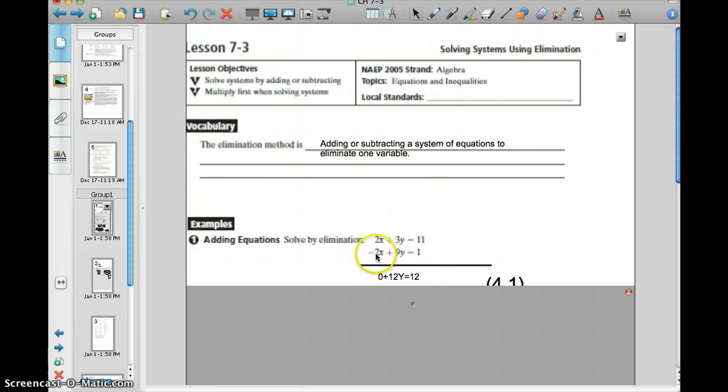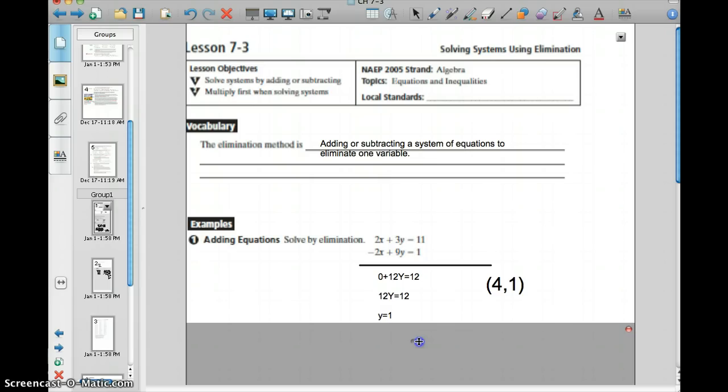So the 2x minus 2x becomes 0, and we have 3y plus 9y equals 12y, and then we have 11 plus 1, which equals 12. So when we combine these two equations into one problem, we get 12y equals 12. Well, that leaves us with y equals, you guessed it, 1.